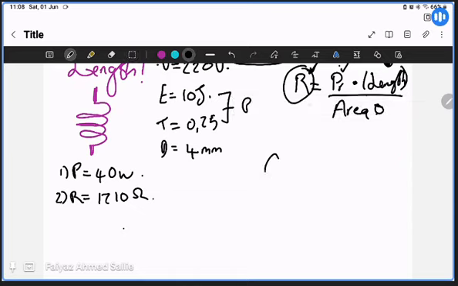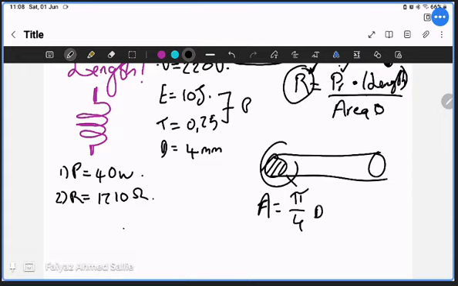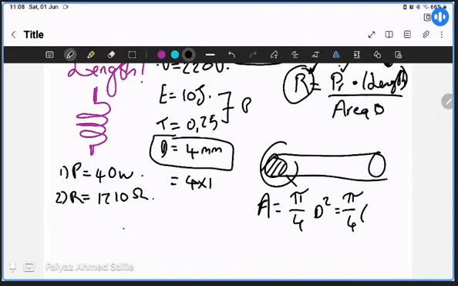So we have a wire, right? And the cross section area of this wire is equal to pi over 4 d squared. So our d is 4 millimeters, and we need to convert it to meters. So it's going to be 4 times 10 to the minus 3, 10 to the minus 3.